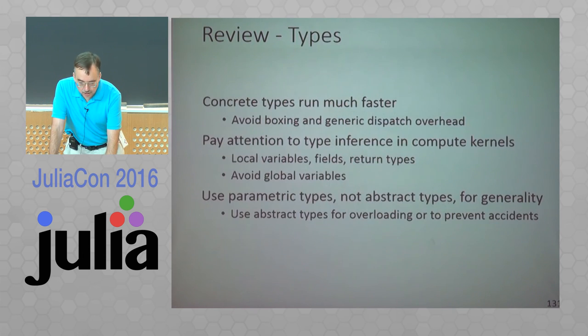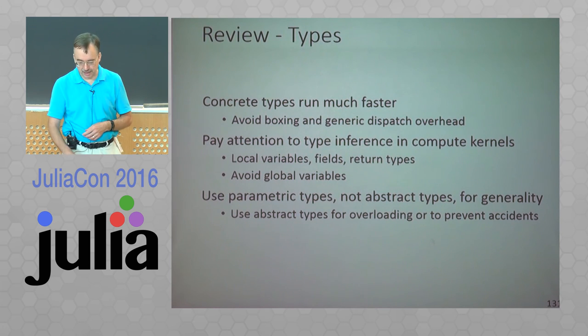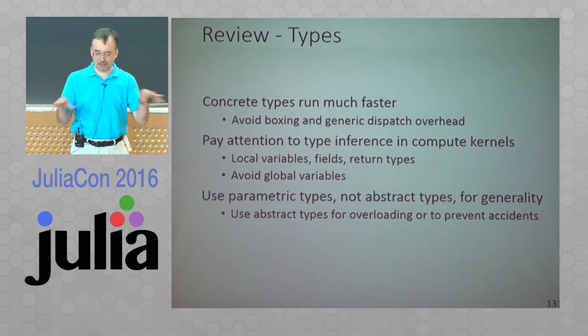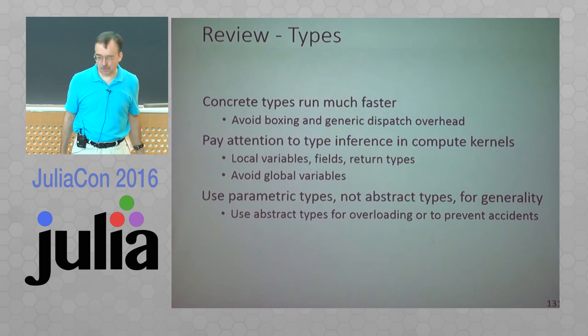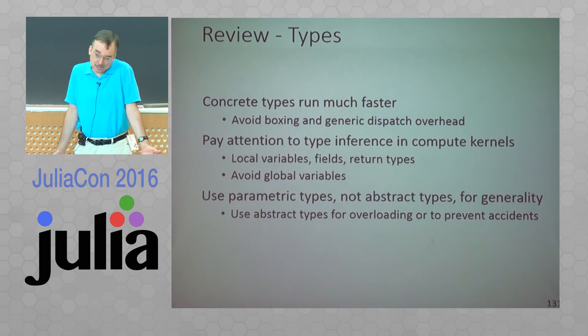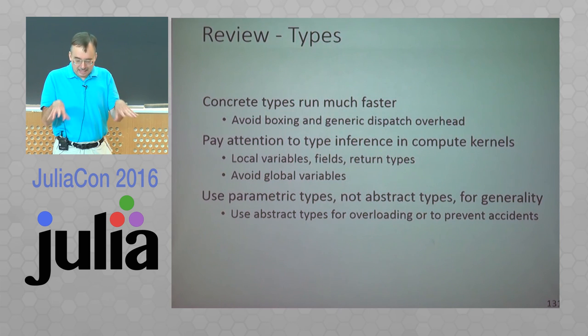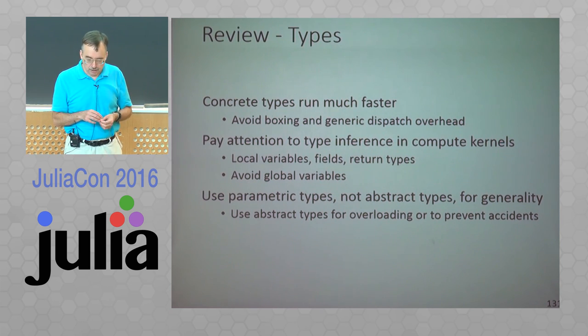Okay, types. Concrete types run much faster. Concrete types, ones that the compiler knows, avoid the boxing and generic dispatch overhead. Particularly pay attention to type inference in compute kernels. At the high level, code that's just the orchestrating stuff, get your code written. Don't worry about the performance if it's only 1% of the code execution time. Even if it's 5%, don't worry about it. It's those low level leaves where most of the time is spent. Use the profiler to find out where the time is spent.